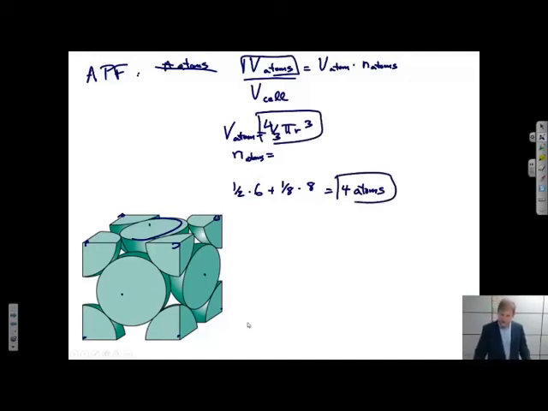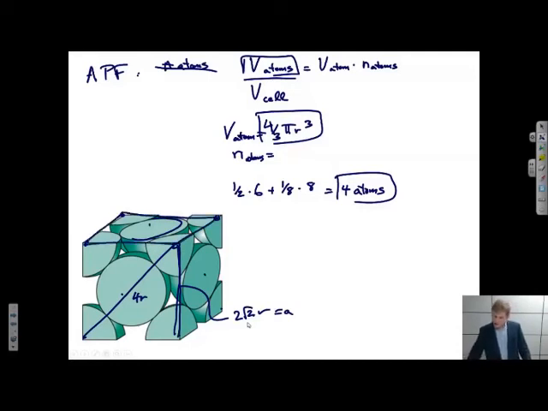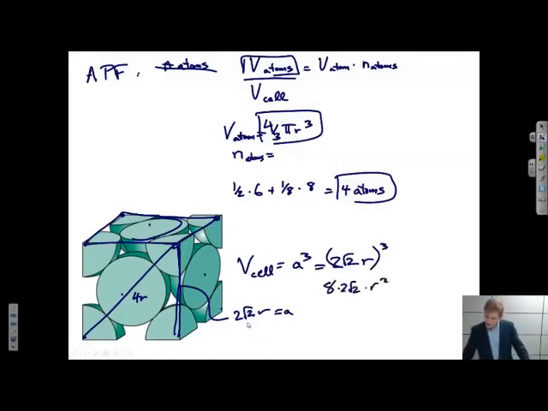Okay, what is the volume of the cell? Well, again, this is 4r. This is 2 square root of 2r. Because this is a cube, I can call that A, the length of one side of the cube. The volume of the whole unit cell is going to be given by A cubed. So that equals 2 square root of 2r cubed. So that's 8 times 2 square root of 2 times r cubed, or 16 square root of 2r cubed.